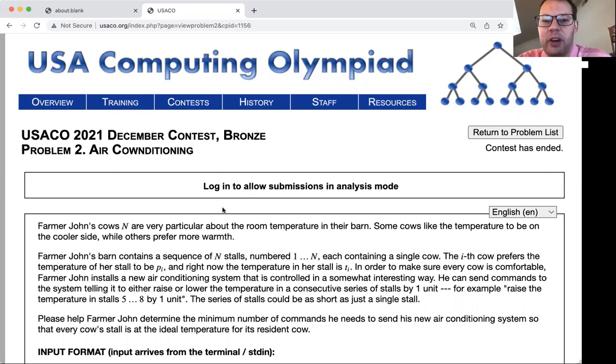What's up, everybody? Today we're going to cover USACO's 2021 December contest at the bronze level. Problem number 2, air conditioning.